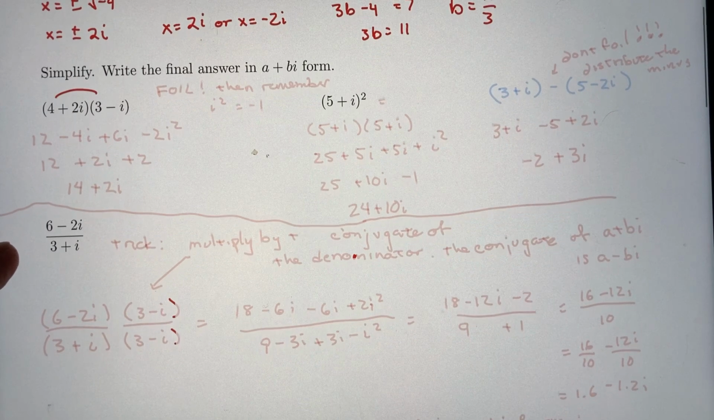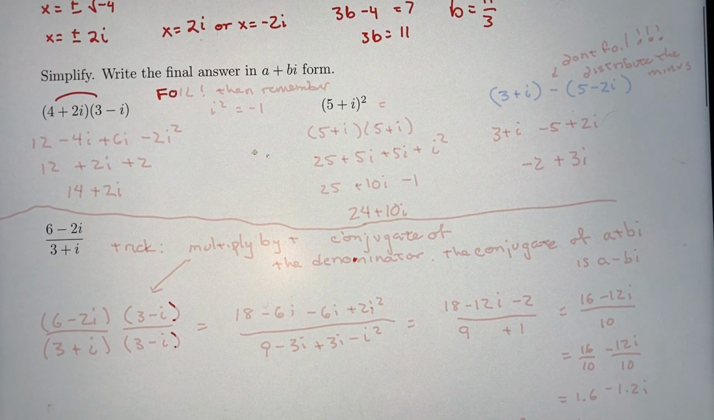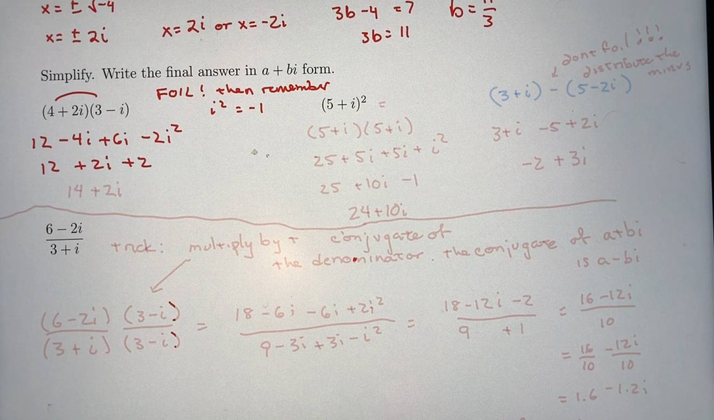Multiplication, foiling properly, just don't forget that i is i, but i squared turns into a real number. So we have 12 minus 4i plus 6i minus 2i squared. And the minus 2i squared is minus 2 times minus 1, so it's plus 2. Another way to say it is i squared switches the sign.